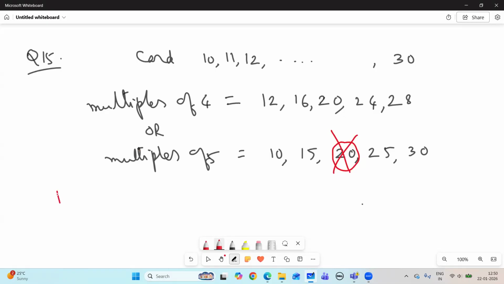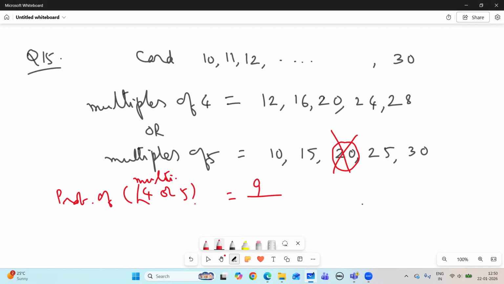Therefore, the probability of drawing a card which is a multiple of 4 or 5 becomes what? The favorable events: these are 5 and these are 4, so 9 in all.